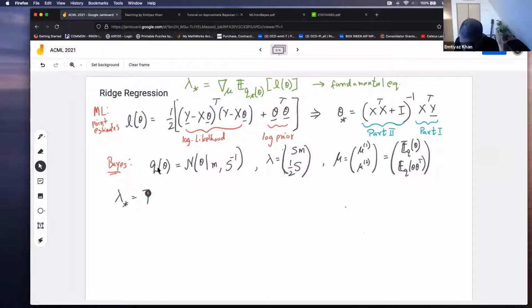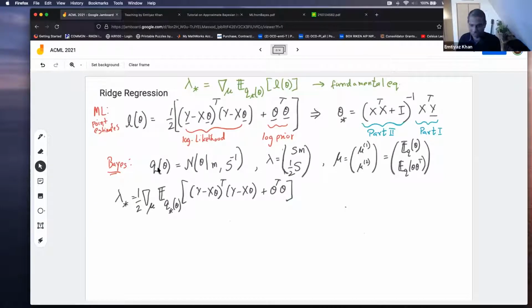equal to the gradient with respect to mu of the expectation under q star of theta of the loss. So let's write out the loss, and I'm going to put a half here. It's (y minus x theta) transpose (y minus x theta) plus theta transpose theta, right? This makes sense. I've just put in the definition of the loss.